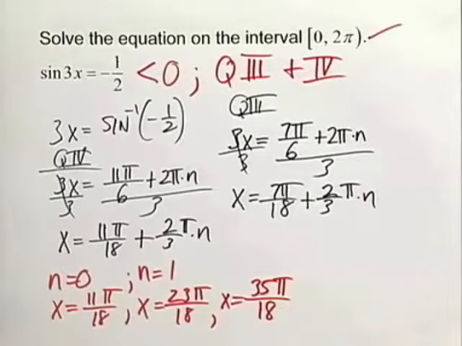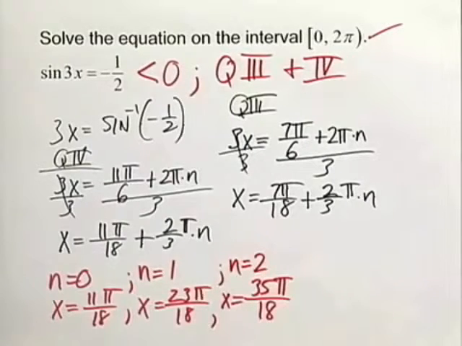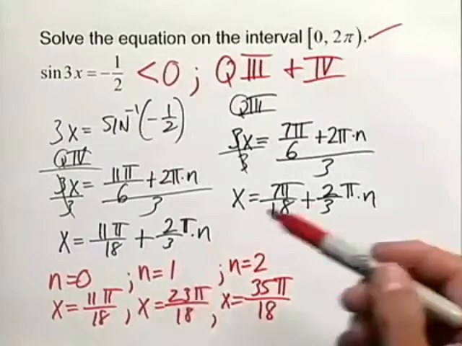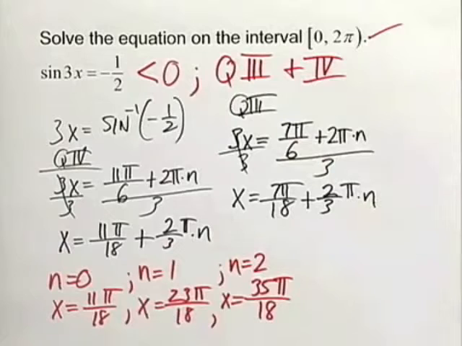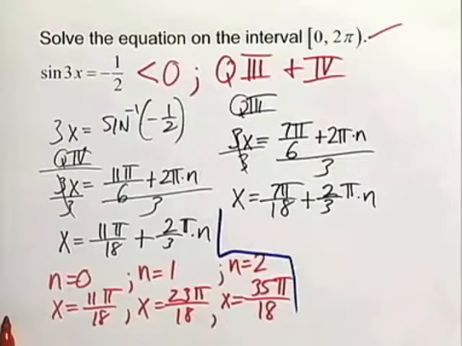Those are the 3 solutions from our first answer, x equals 11 pi/18 plus 2/3 pi n. Part of the reason that we don't go any further than this is if we plug in n equals 3, that will move our solution outside of our interval. In a similar fashion, we're going to focus on the second equation, and find those values for when n is equal to 0, 1, and 2.